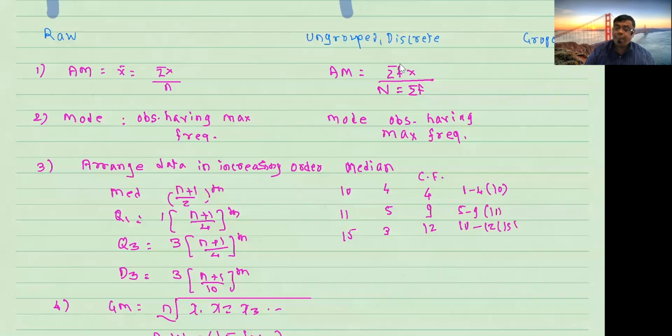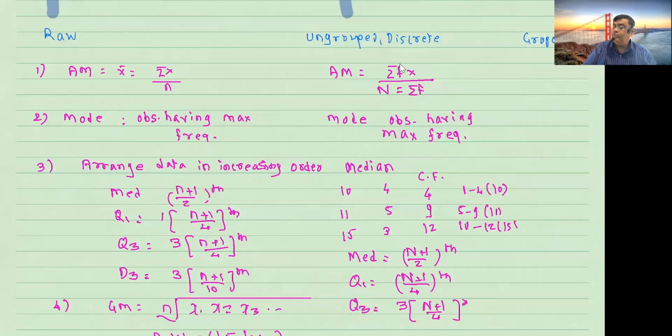इस तरीके से कर. And then median is equal to capital N plus 1 by 2th observation. First quartile is equal to capital N plus 1 by fourth observation. Q3 is equal to 3 into N plus 1 by fourth observation, and so on.